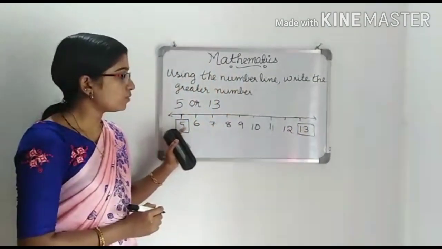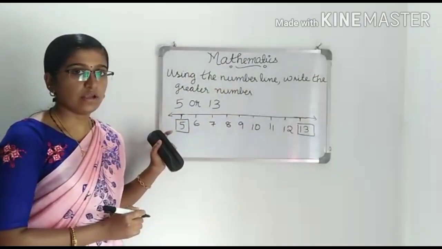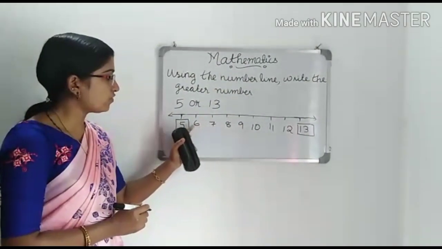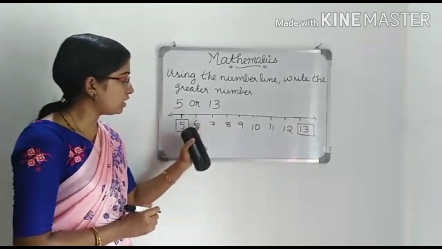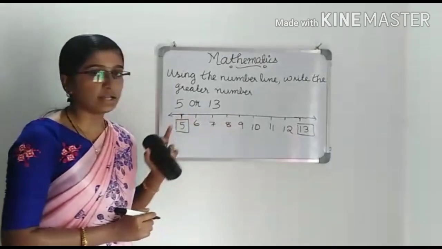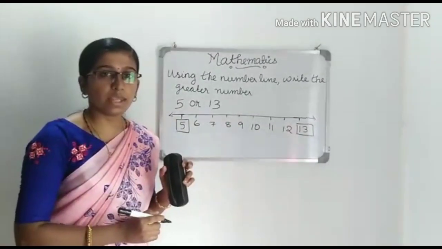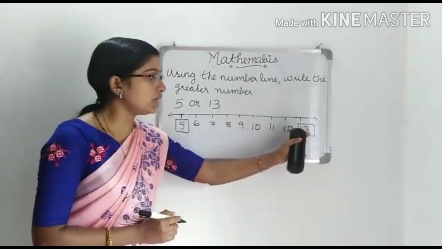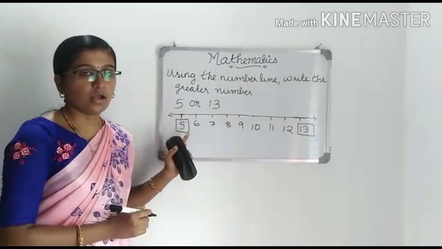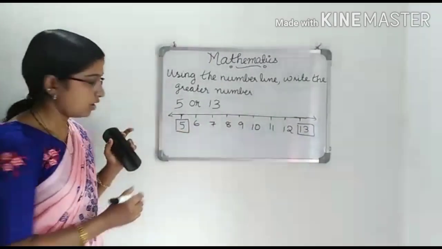As the numbers move towards the right side, the number increases, isn't it? Here the number 6 is greater than 5, 7 is greater than 6, 8 is greater than 7, 9 is greater than 8. Like this way, moving towards the right side, the number increases. Here 13 is to the right of 5. So we can say that 13 is greater than 5.